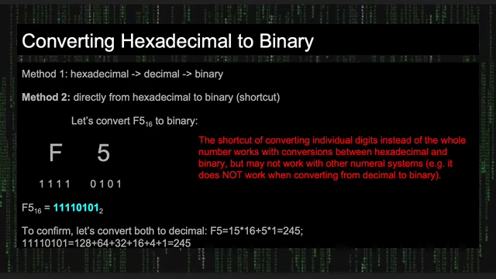Remember, this method of converting individual digits instead of the whole number works with hexadecimal and binary, but it may not work with other numeral systems. For example, it is not going to work when converting from decimal to binary, so do not make the mistake of doing it. The reason why it works with hexadecimal and binary is because 16 is a power of 2.